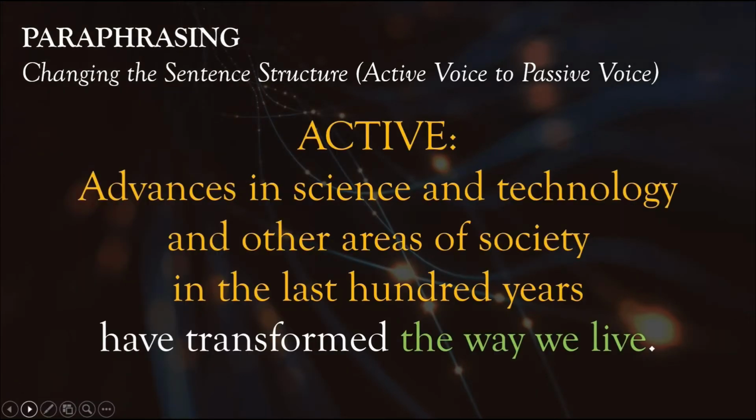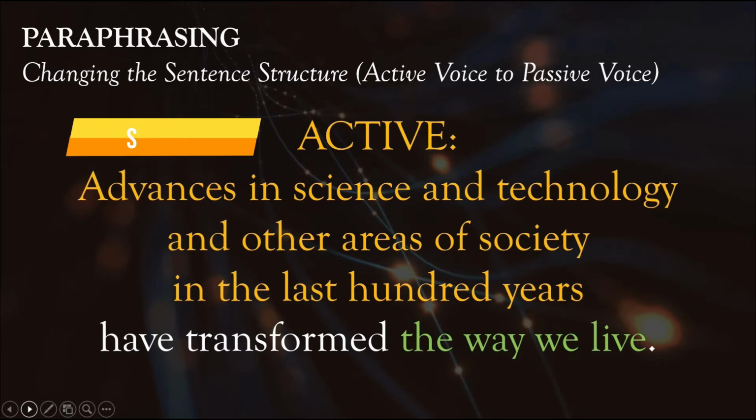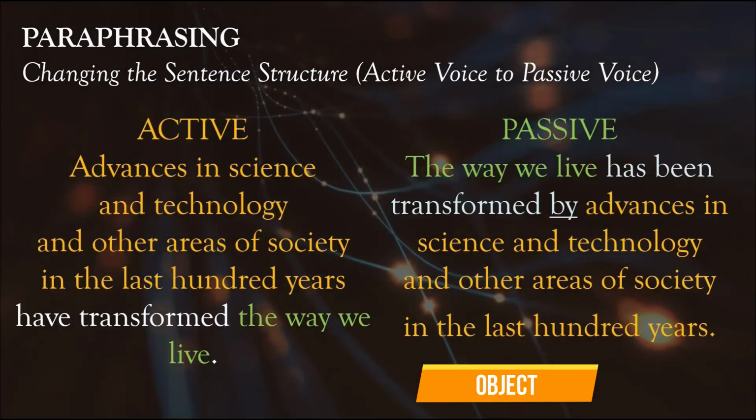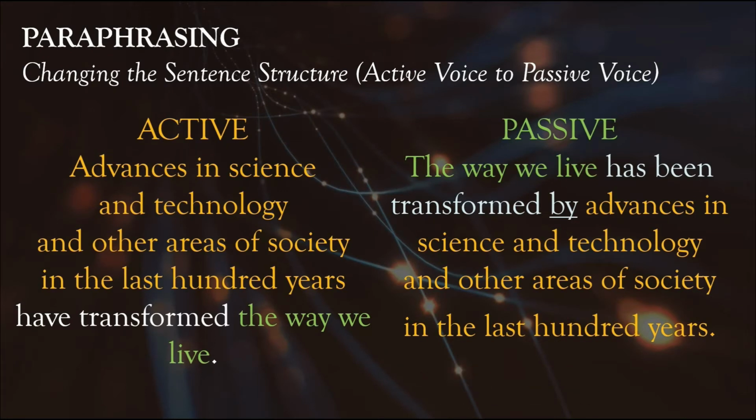So we'll identify the subject and the object. Our subject would be advances in science and technology and other areas of society in the last 100 years. Our verb, we've got a present perfect tense form of the verb, have transformed, and our object is the way we live. Now we've changed the active voice sentence into passive voice. We've got: the way we live has been transformed by advances in science and technology and other areas of society in the last 100 years.